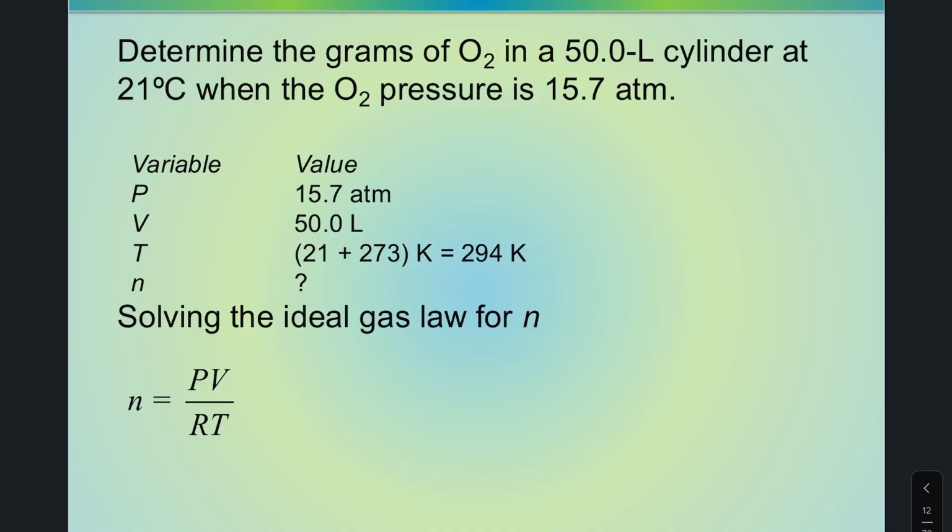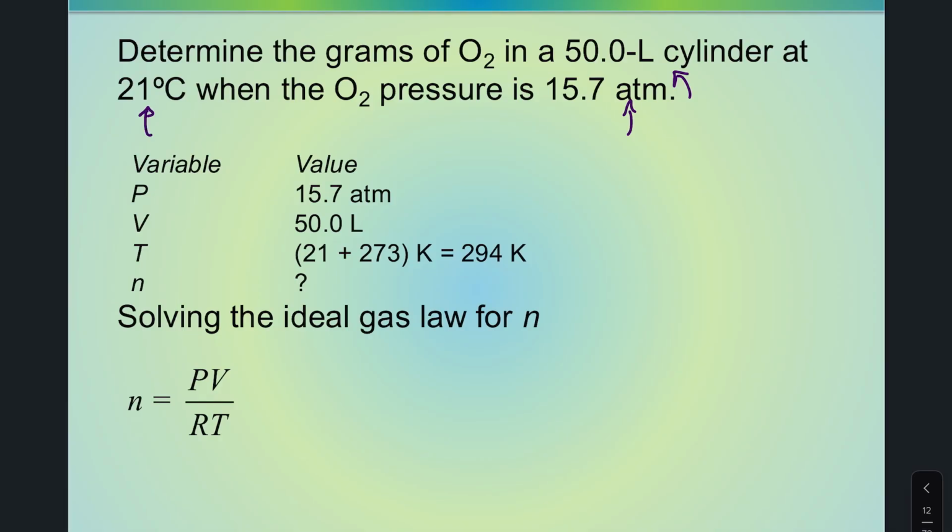Okay, so you have a 50-liter cylinder at 21 degrees Celsius, and the pressure is 15 atmospheres. Great. So when you see atmospheres, you should be thinking about your R. Most of the volumes given are going to be in liters. Some will be in different amounts, but you should convert to liters because the R values are all going to be in liters. That is important for the most part.